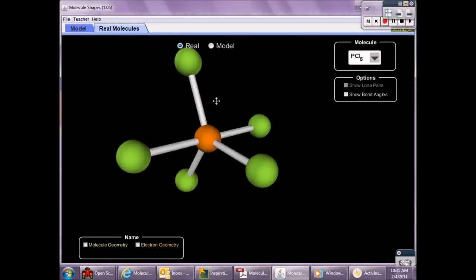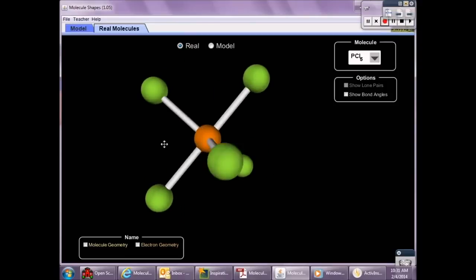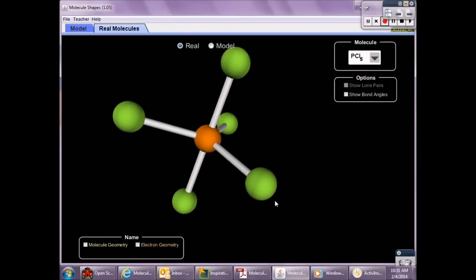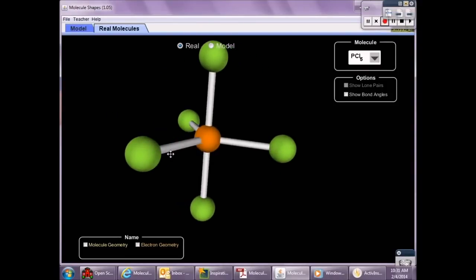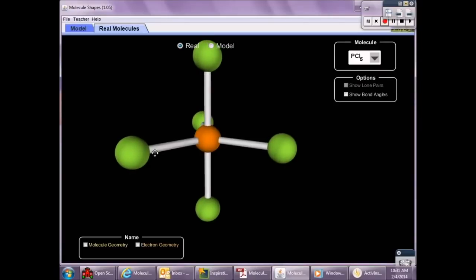Next, I am going to choose this one. What is the general formula for this one? It is AB5. Let me try to put it straight. Now, this is what a student made. This is not a good one. Not quite right.